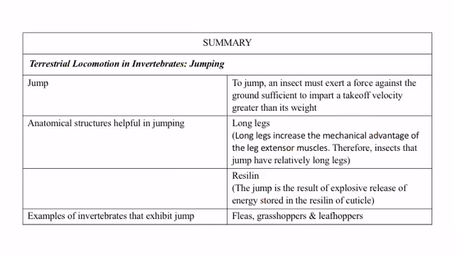Summary of today's lecture. Today's lecture was on the topic terrestrial locomotion in invertebrates, that is jumping. To jump, an insect must exert a force against the ground sufficient to impart a takeoff velocity greater than its weight. Anatomical structures helpful in jumping include long legs and resilin. Long legs increase the mechanical advantage of the leg extensor muscles. Therefore, insects that jump have relatively long legs. As for resilin, the jump is the result of explosive release of energy stored in the resilin of the cuticle.